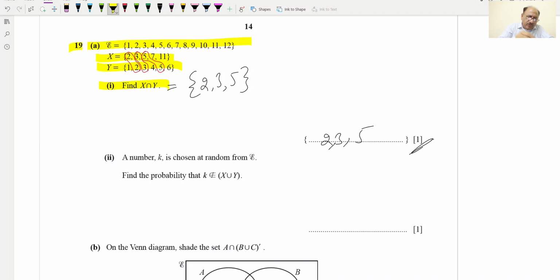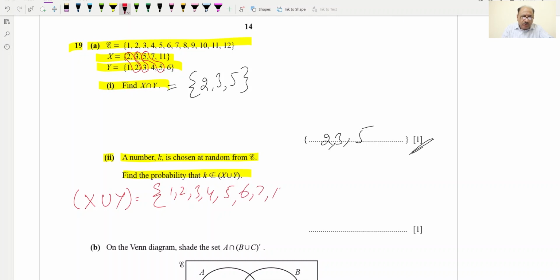So one more question. Now second part, a number k is chosen at random from the universal set. Find the probability that k does not belong to X union Y. So if we write X union Y, X union Y will be what? X union Y will be uniting or combining the members of X and Y. So it will be 1, 2, 3, 4, 5, 6, 7 and 11. So these will be the members of X union Y.